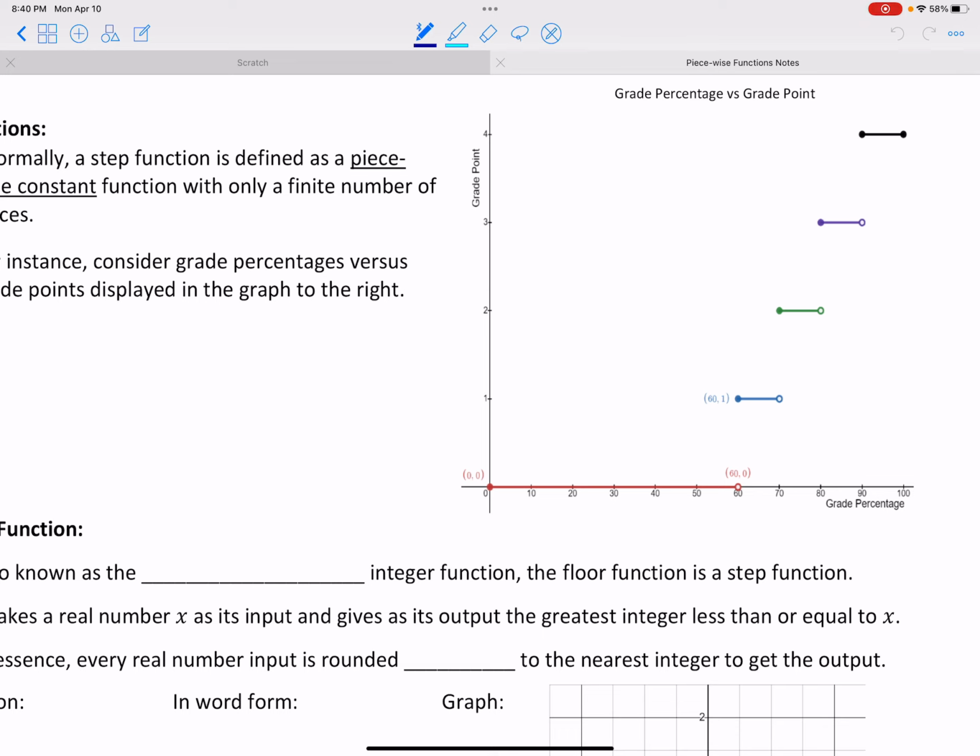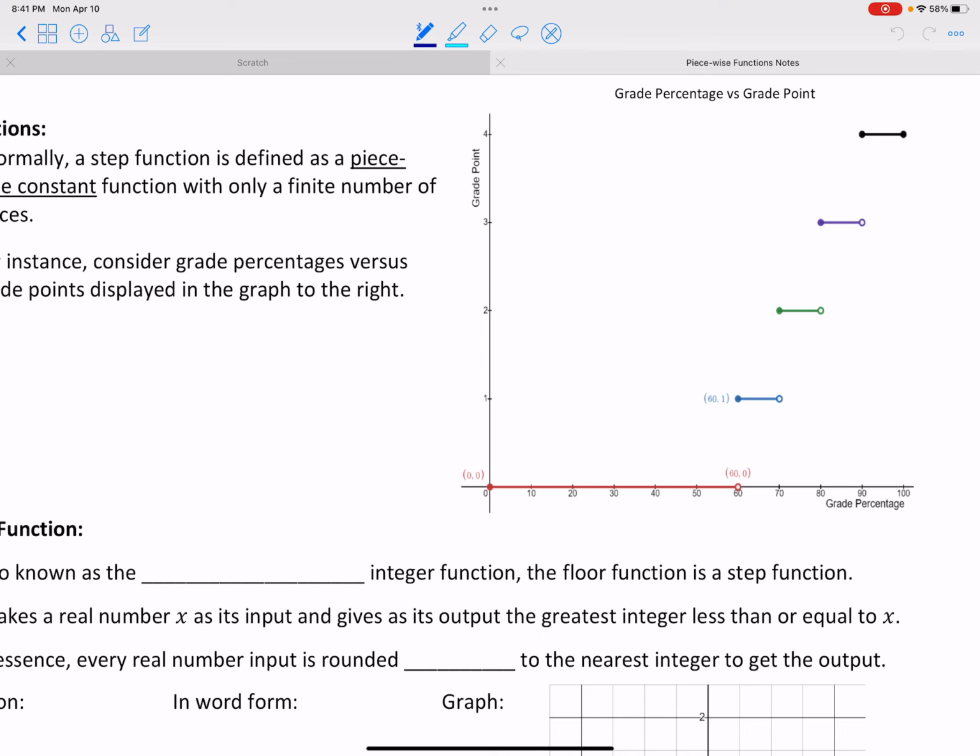Now the particular example that I have here is your grade percentage versus your grade point. So at the end of a semester of classes, when your grades are posted, if you have an A, which is generally anything between 90 and 100, that A counts on your GPA as 4 points. B's, anything from 80 to 89, or as close to 90 as you can get, those count on your grade point average as 3s. For C's you get 2s, for D's you get 1s, and if you fail a class you get 0 points.